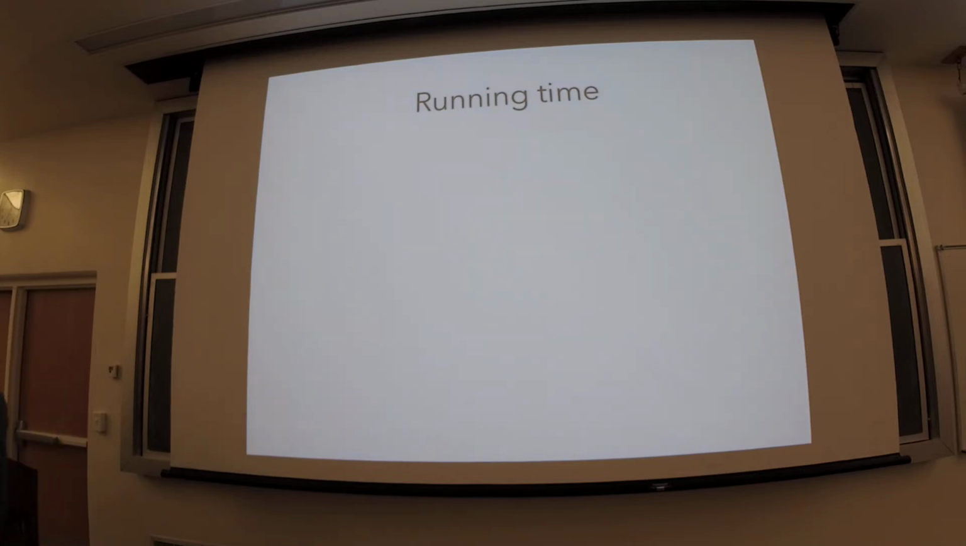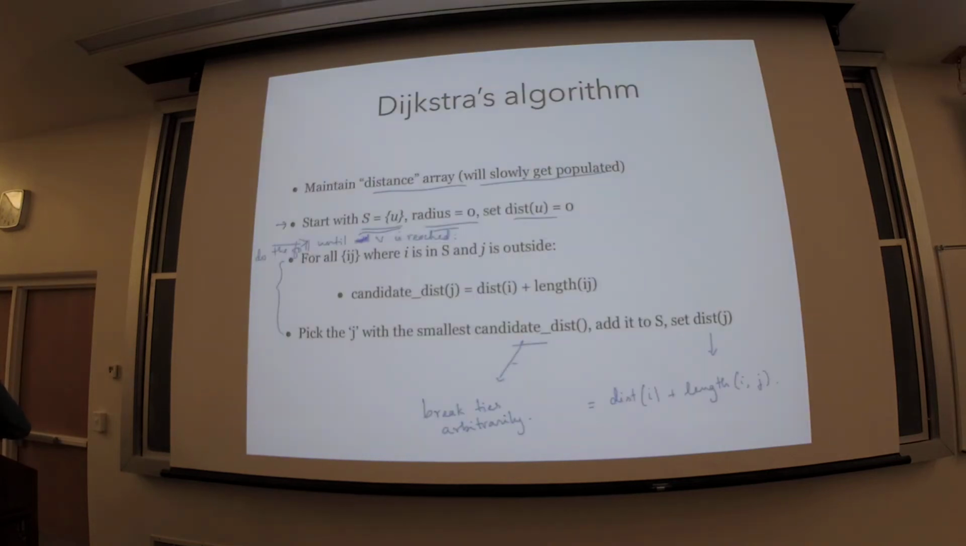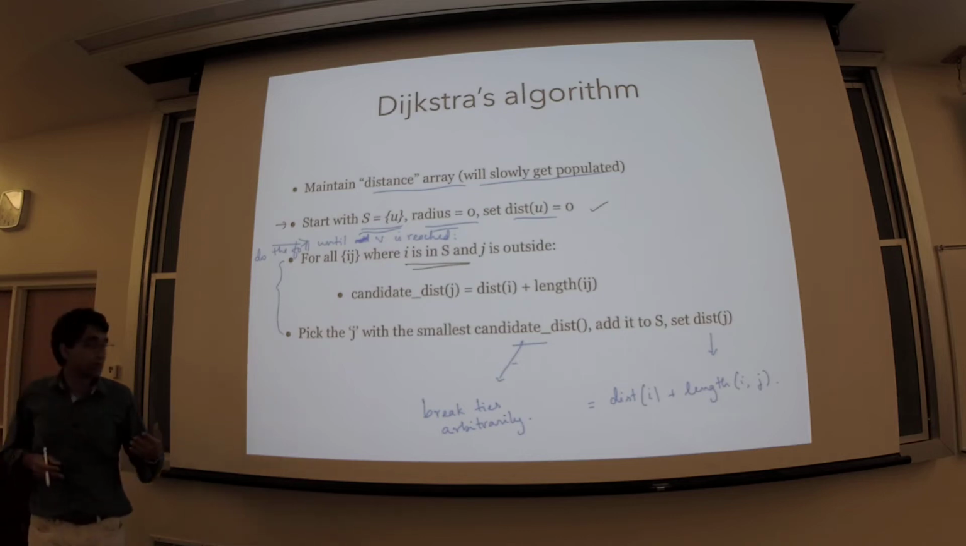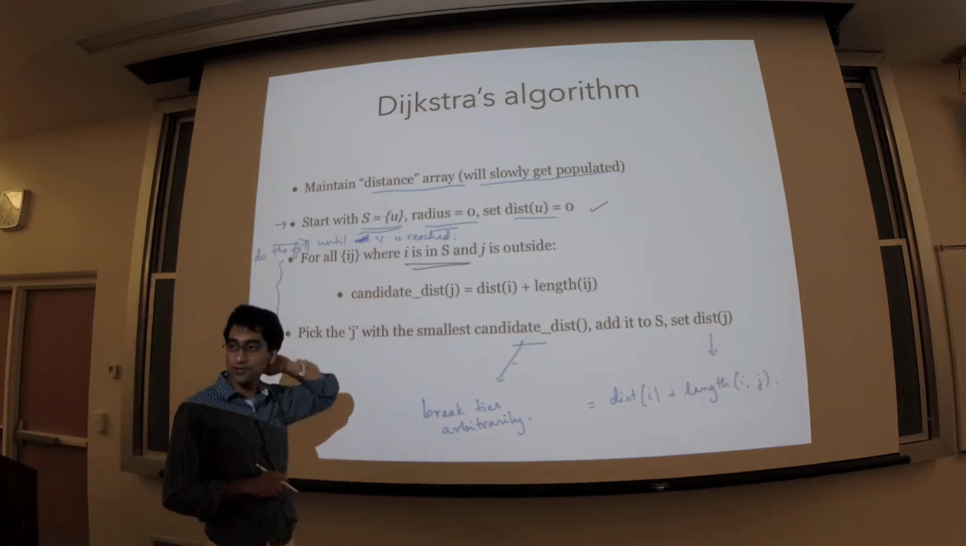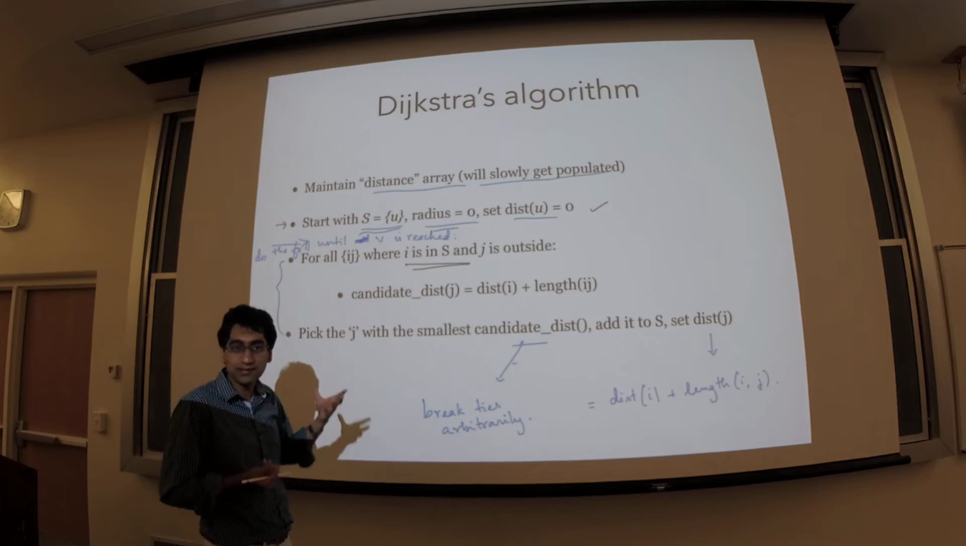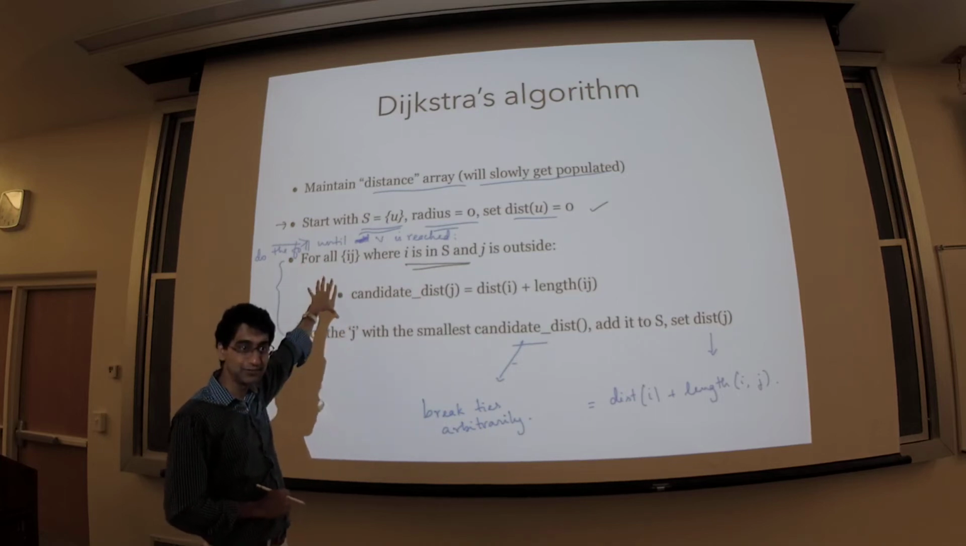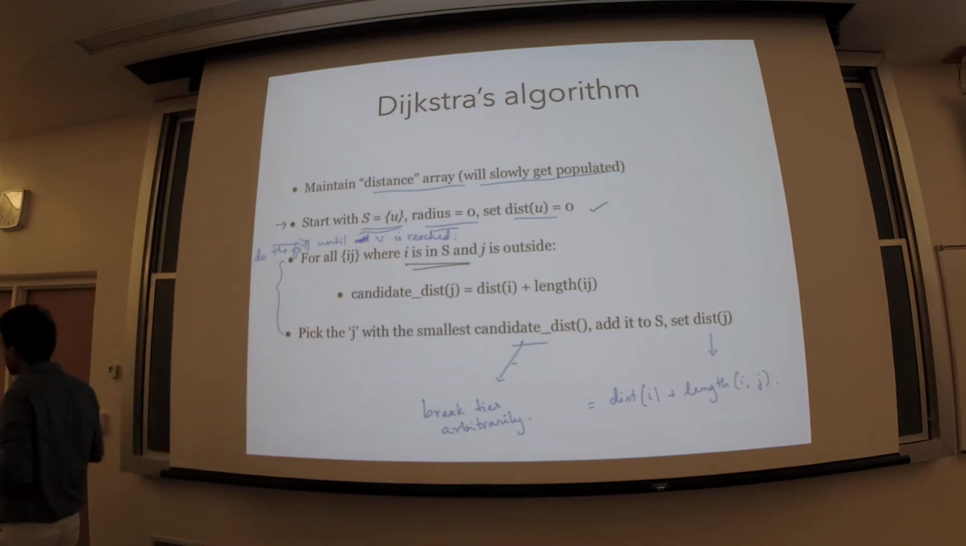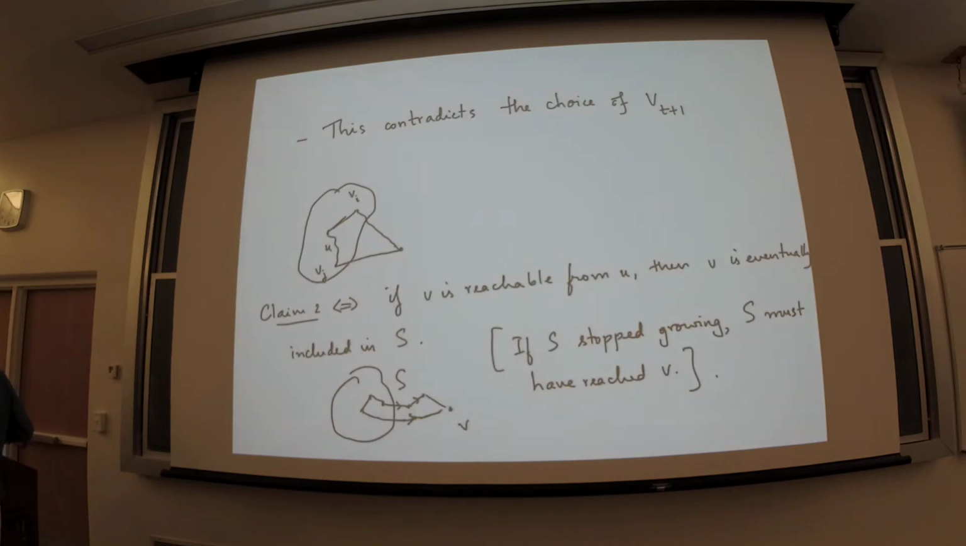Okay. So now comes the running time of this process. How do you implement this is the question. The way I stated the algorithm is to say, maintain this distance array, it slowly gets populated, start with some S, each time you look at all edges going out of S, and then you find this candidate distance, you find the smallest of the lot. So if you implemented it the way I stated the algorithm, it would take somewhat longer time.